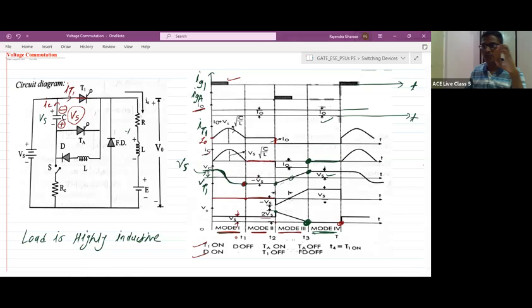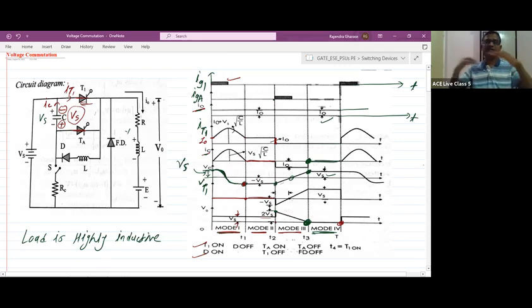Next, at the start of mode 3, we are going to apply the gate pulse to the auxiliary thyristor. Once the auxiliary thyristor turns on, our capacitor will try to discharge in this loop, in the opposite direction to that of the thyristor T1. So for thyristor T1, a very high reverse current will be flowing. Initially, the current through thyristor T1 was the load current. The second current is the discharging current of the capacitor. Both will be opposite to each other.